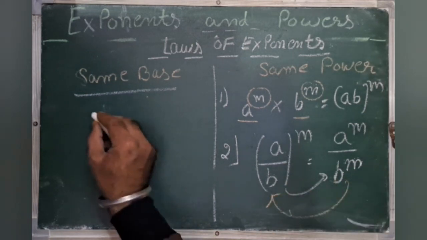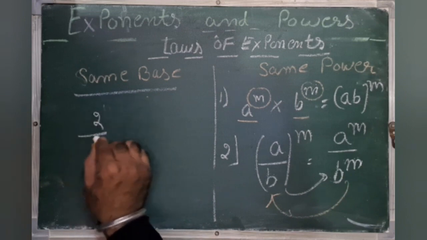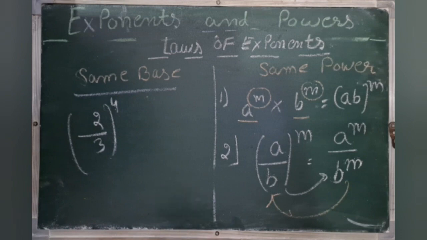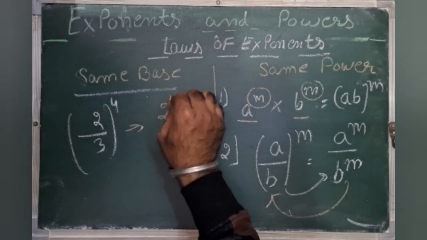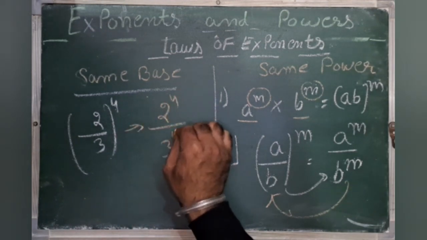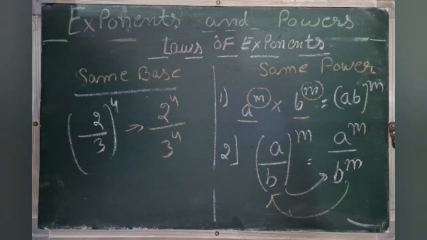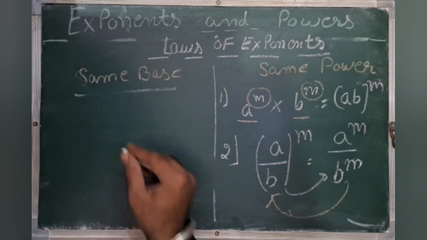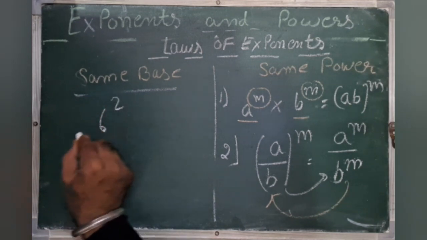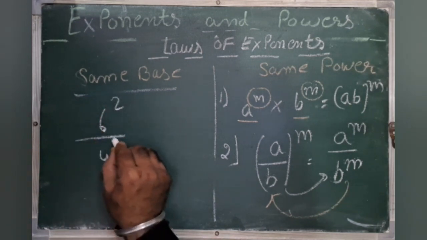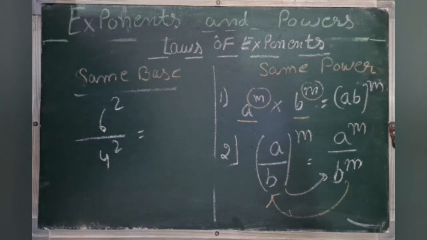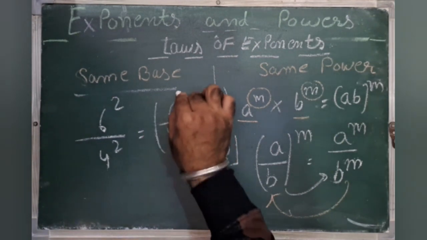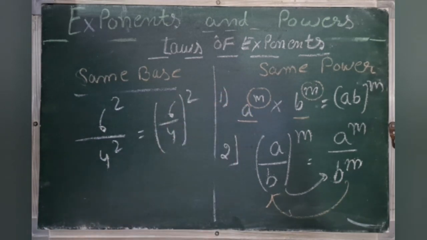So example for this, like if I write 2 power 3, the whole power is 4. So how can we write this? We can write 2 power 4 and 3 power also 4. More example for this, like 6 power 2 and 4 power 2. In this case, we can write 6 upon 4, the whole power is 2.